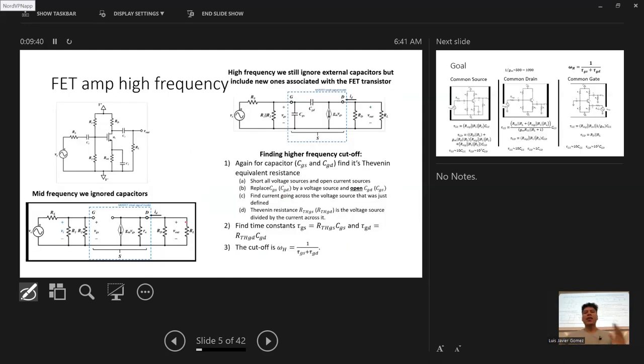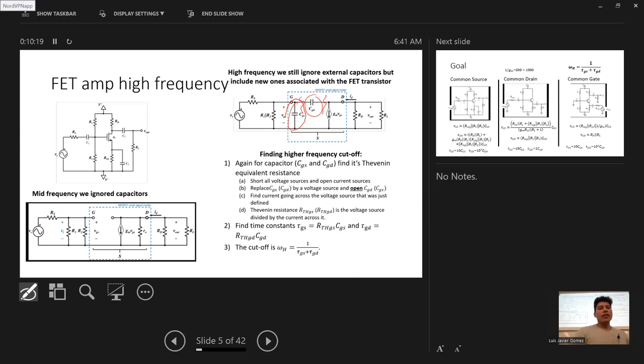Okay, so how are we going to do the high frequency analysis? Believe it or not, it's similar to before, but not exactly the same. We're still going to look for the Thevenin resistance across each terminal. But now, if we're analyzing the Thevenin resistance across the gate and the source, we're not going to short CGD, we're actually going to open it. When we're doing the low frequency analysis, we always short all other capacitors. In this case, we actually open all other capacitors. That's the only difference between low and high frequency. In low, you short them, in high, you open them.